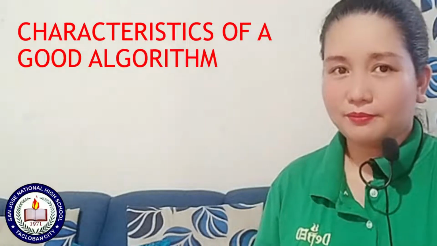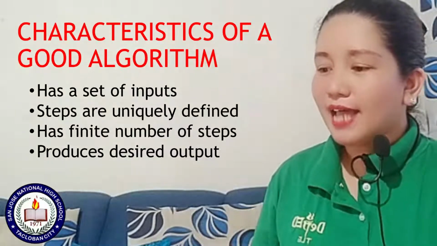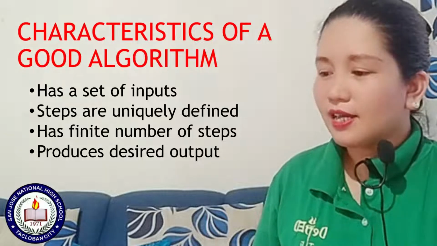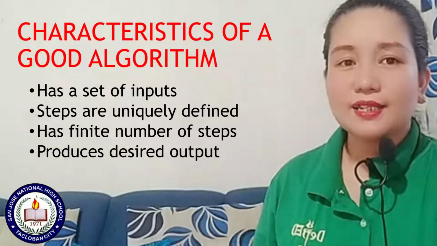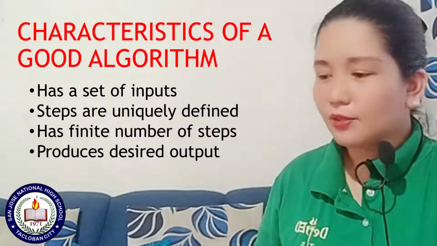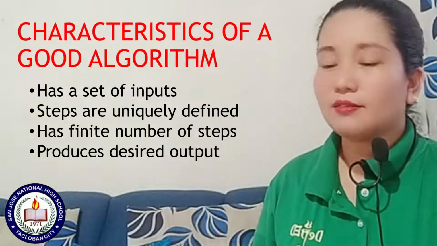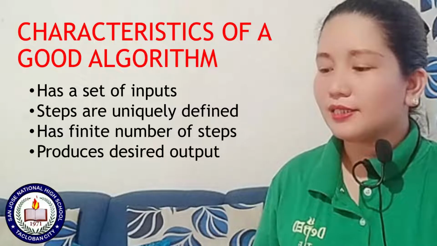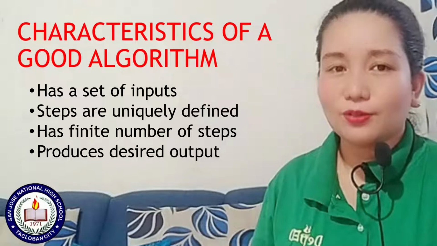What are the characteristics of a good algorithm? First, it has a set of inputs. Next, its steps are uniquely defined. Another one, it has a finite number of steps. And the last one is it produces a desired output.